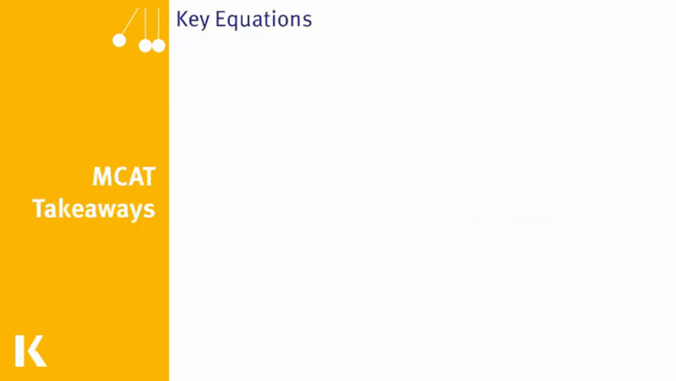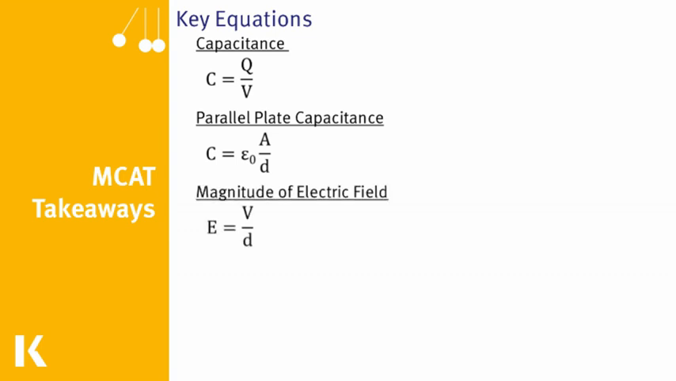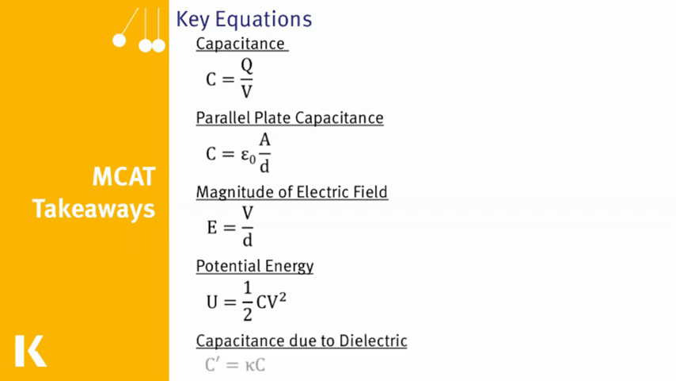Before we finish completely, let's take a moment to review the key equations from this video. We began with an overview of capacitance, stating that it is directly proportional to charge and inversely proportional to voltage. Parallel plate capacitors, the type with which the MCAT deals exclusively, can also be defined by their physical properties, namely area of overlap and separation distance. The strength of the electric field associated with a capacitor is a function of the voltage passing through it and the distance between the plates. The equation for potential energy depends on the capacitance and potential difference, or voltage. And dielectrics were shown to increase capacitance in accordance with the relationship shown at the bottom here.